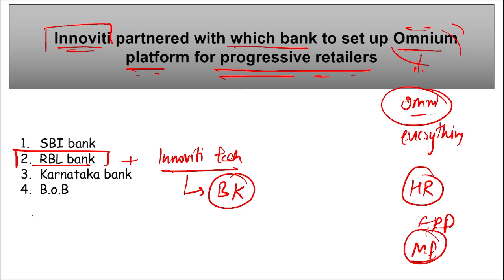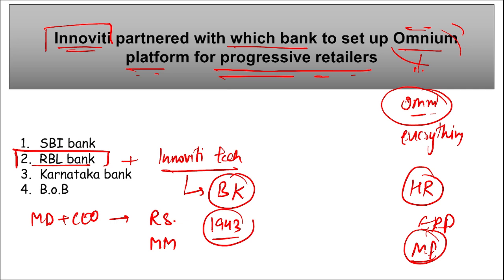Then if we talk about RBL Bank, who is the managing director and chief executive officer here? R. Subramaniam Kumar. Where is the headquarter? It is in Mumbai, Maharashtra, and in 1943 this was established. And if we talk about the tagline of this RBL Bank, that is Apno Ka Bank.